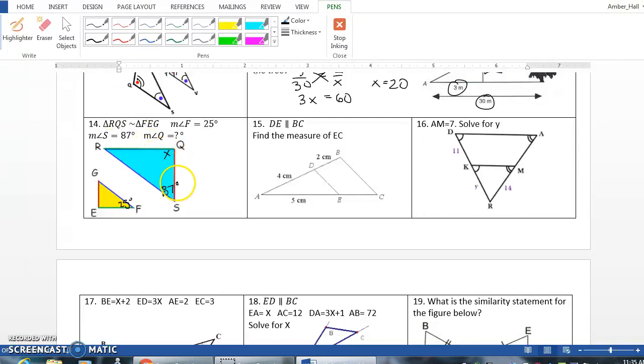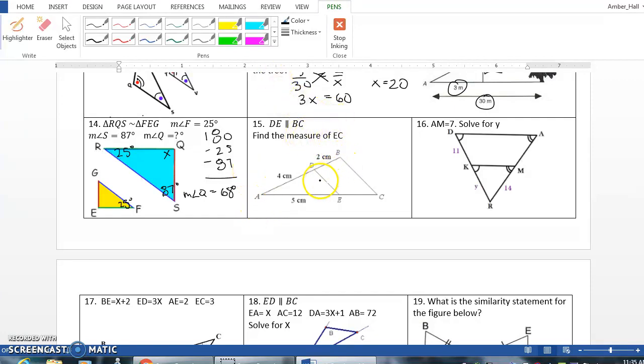Well, if these are similar, we know that the angles are congruent. And R must be congruent to F, which means R is 25 degrees as well. Now if you look at this triangle, we have 2 out of 3. We can solve for the third one simply by doing 180 minus 25 and 87. And you get the measure of angle Q equals 68 degrees.